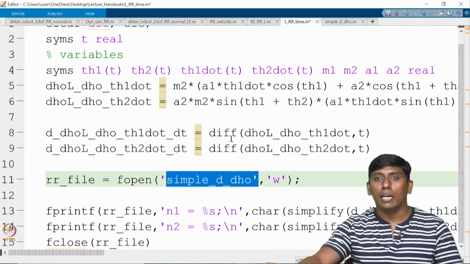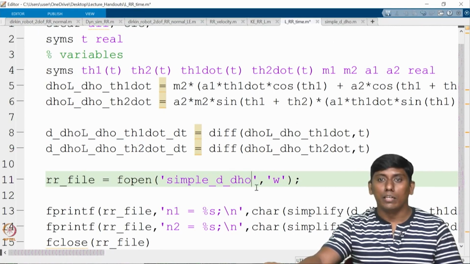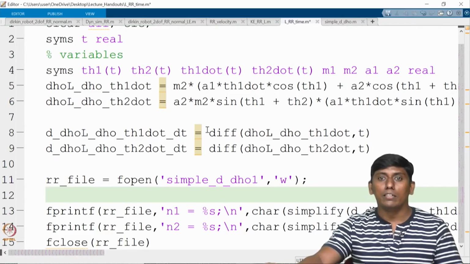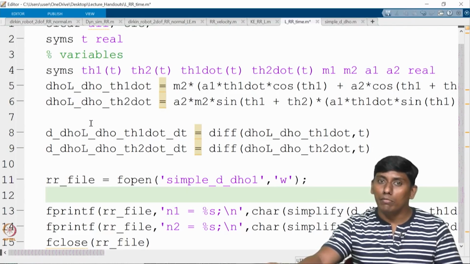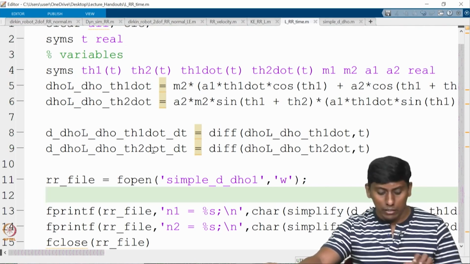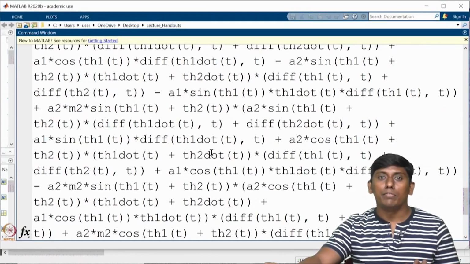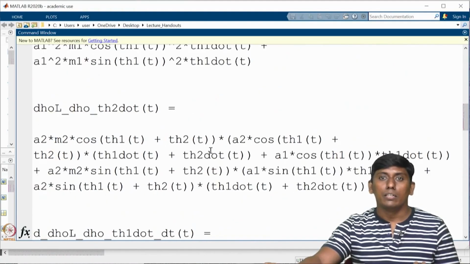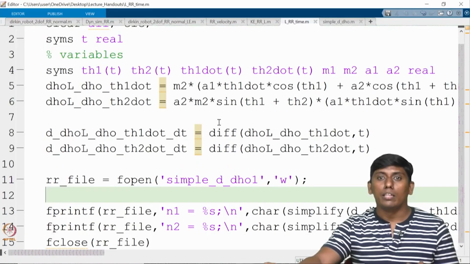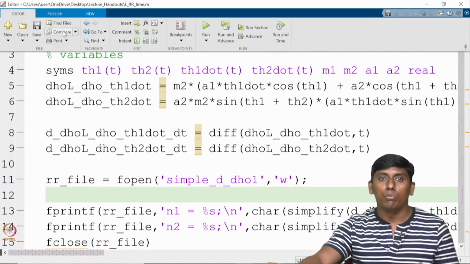So that file I am writing as theta 1, dou 1, so that I can show the other one. Now if I run this, what will it give? It will give the time derivative of these two terms. So now I will run this. Although the display will come in the command window, I have also made it in the file. So in that sense I open this simple underscore d and dou theta 1, for example. I just open that.